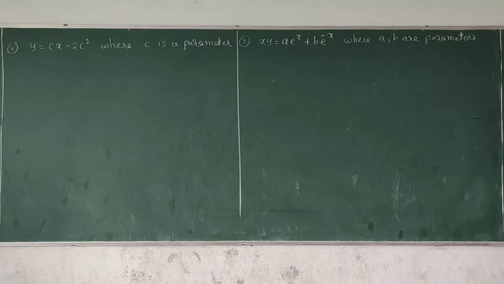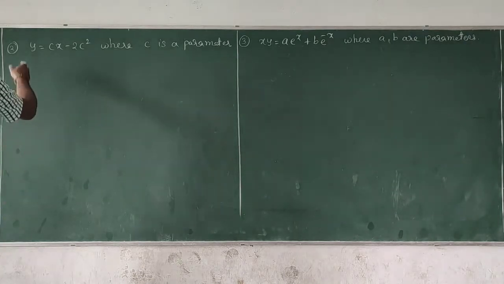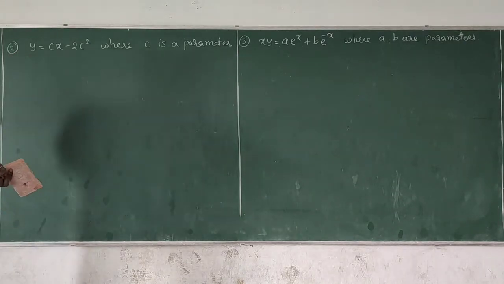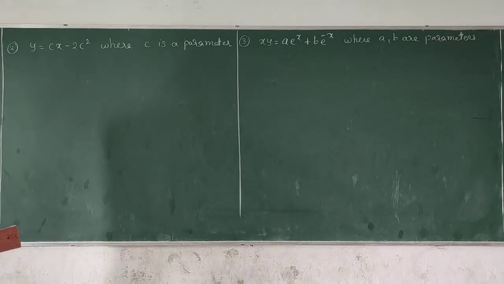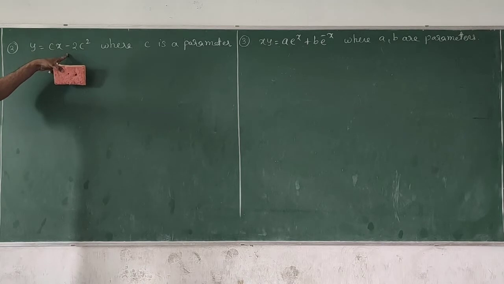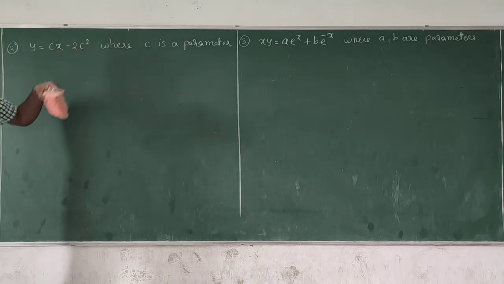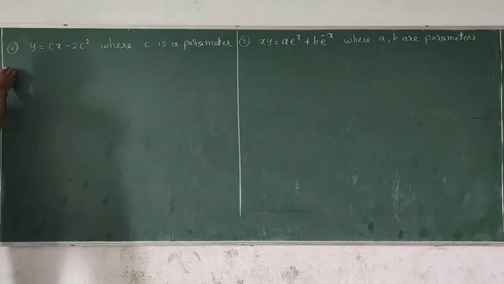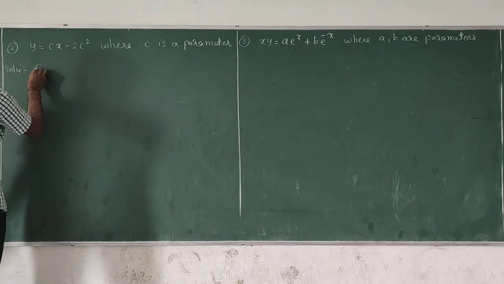Students, next calculation. Second one, y equal to cx minus 2c square. This one is the given equation. We need to find the differential equation of the given equation where c is the parameter.